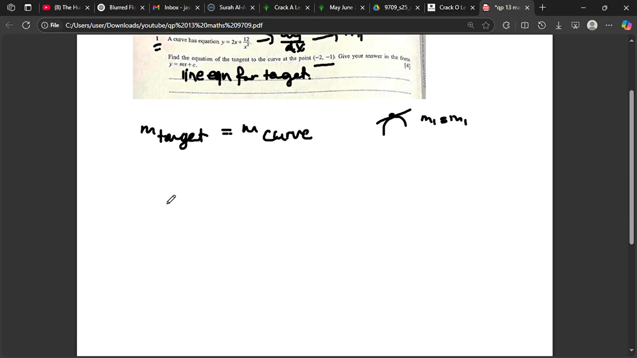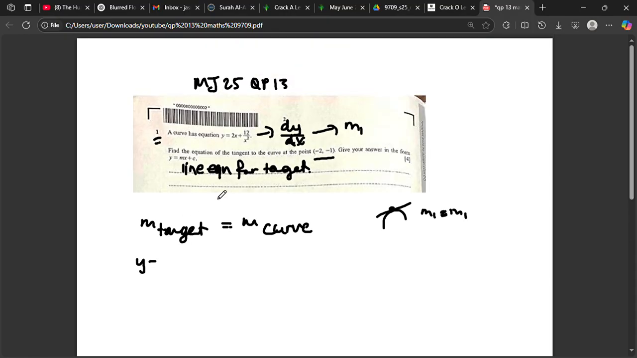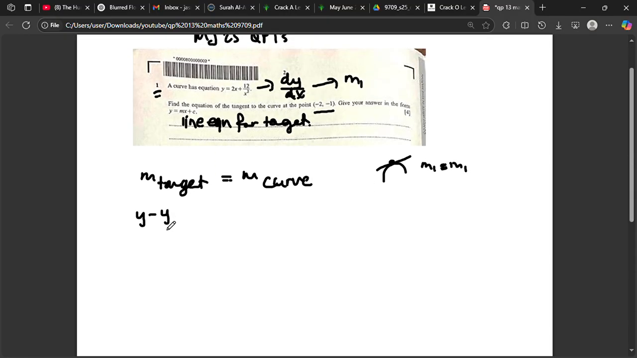Once we find the m value, we can plug in the coordinates that they gave us, which is -2 and -1, into this formula, which is y minus y1 equals m brackets x minus x1, and we can form an equation in the form of y equals mx plus c.